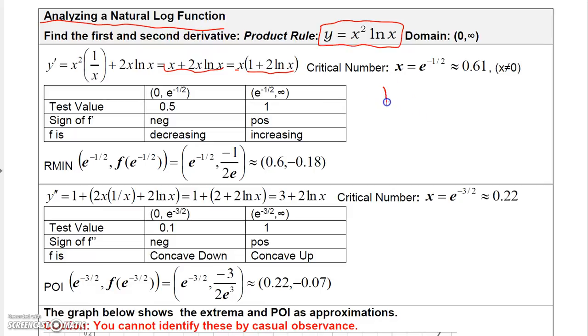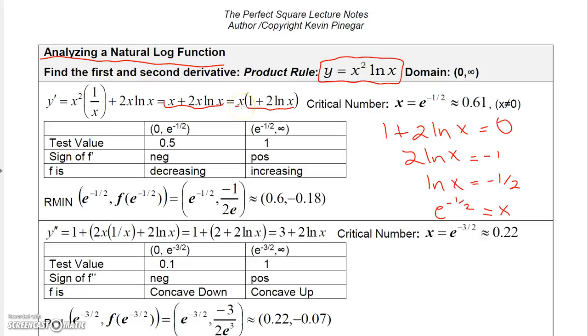So as I was saying, x can't be 0, but 1 plus 2 natural log of x can be 0, and I solved it here. If you solve that, you can move 1 to the right, and you get 2 natural log of x equals negative 1. Then divide by 2, and you get natural log of x equals negative 1/2. And then just convert this to exponential form, and you get e to the negative 1/2 is x. So that's where I got this value, and x is approximately 0.61.